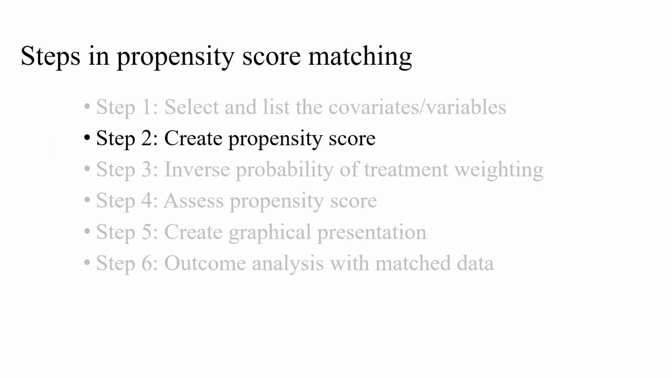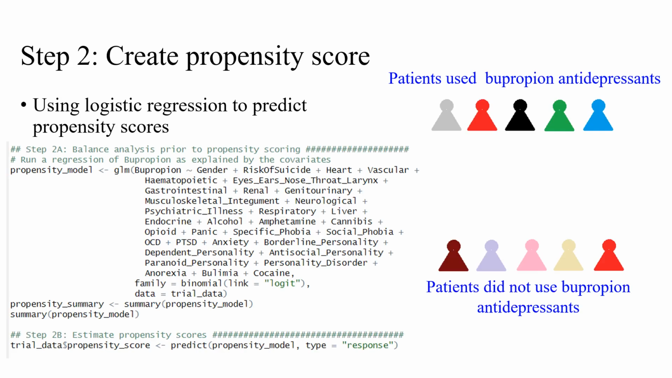Now we will create the propensity score. As we have two treatment groups, used antidepressant versus did not use our specific antidepressant, we will have a binary outcome. Then what is the most common model for a binary outcome? It's logistic regression. So we will use logistic regression to match the covariates and estimate our propensity score.